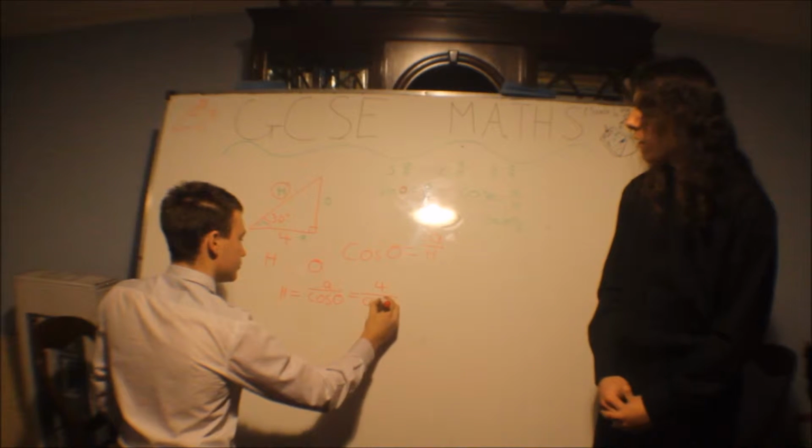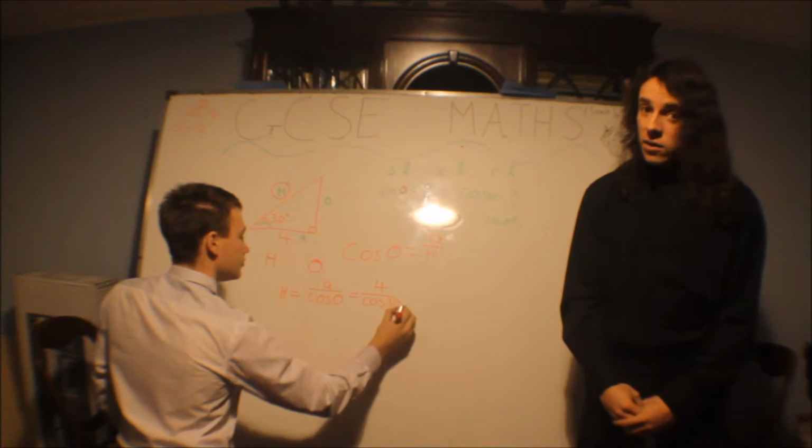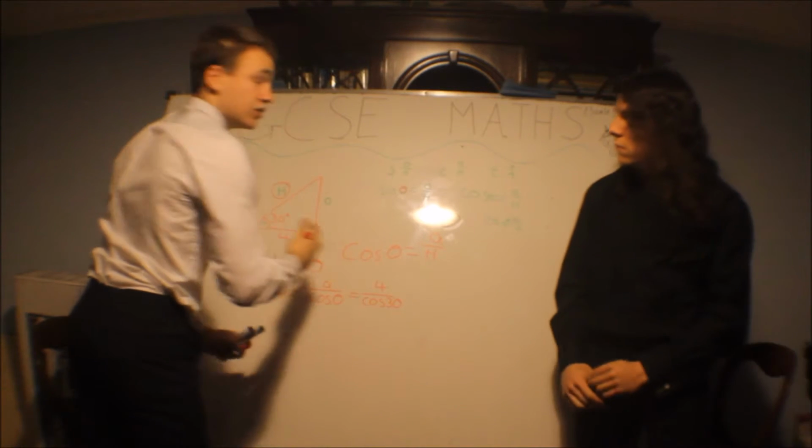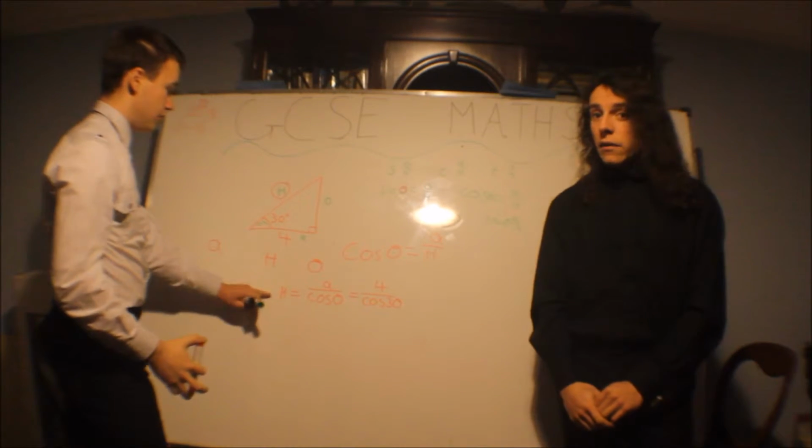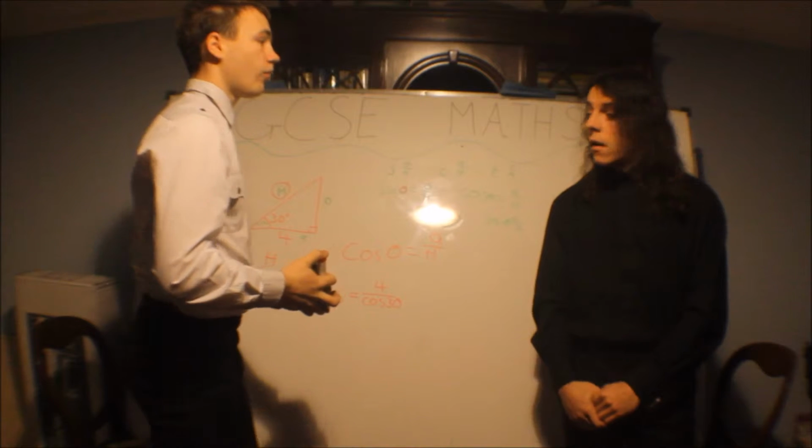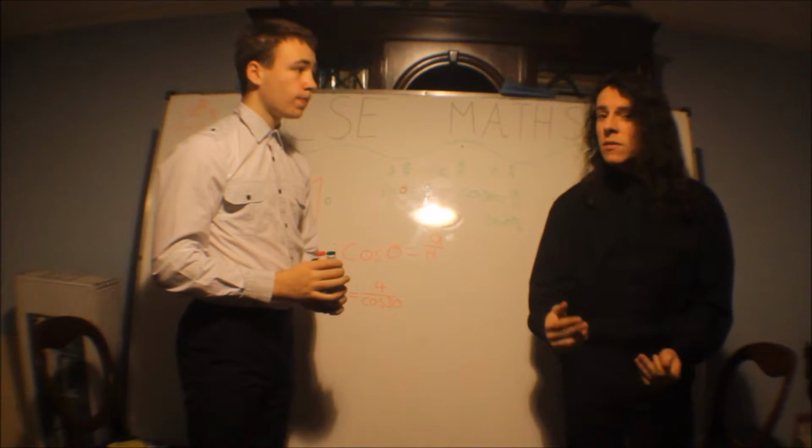So it'd be 4 over cos 30. I don't happen to know what that is off the top of my head. You can type that into your calculator and that will give you the answer for hypotenuse. But sometimes you don't want a side, sometimes you want an angle.